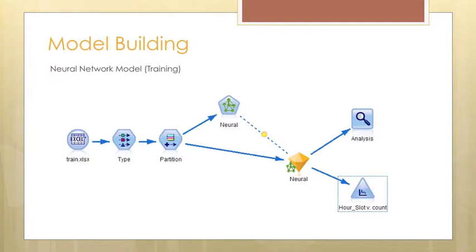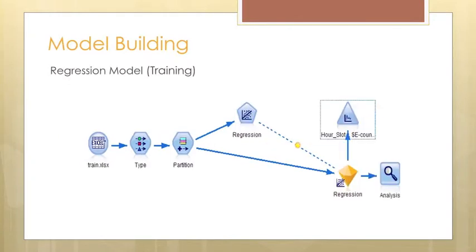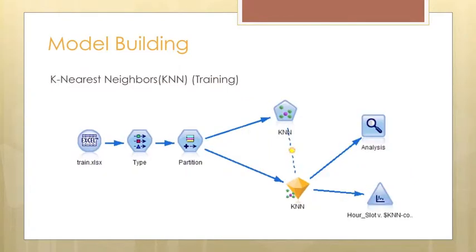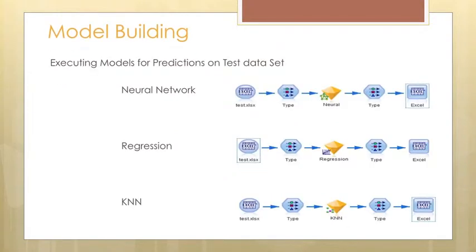This picture is the model presentation of the neural network. In the middle, we can see that this golden nugget is the neural network model, which is created by IBM SPSS. In a similar way, we have the model created for the regression, and then the model created for the k-nearest neighbor. So now we have the models created.